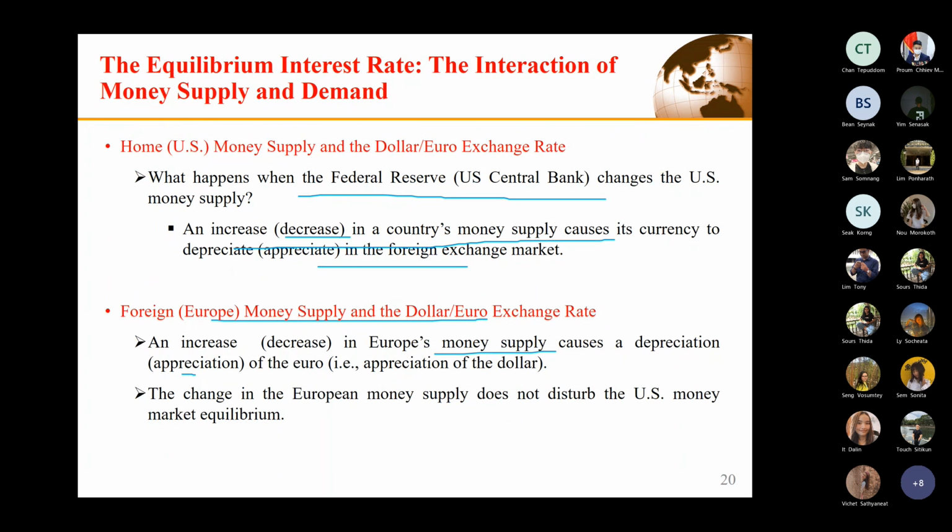Okay. The key message is very simple. If you hear the news that the central bank of your country increases the money supply, you can predict that your own currency will depreciate. Okay, that's the key message.